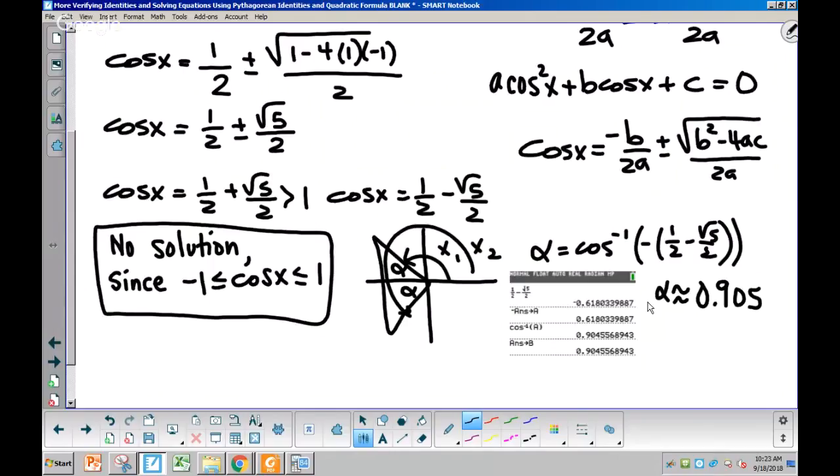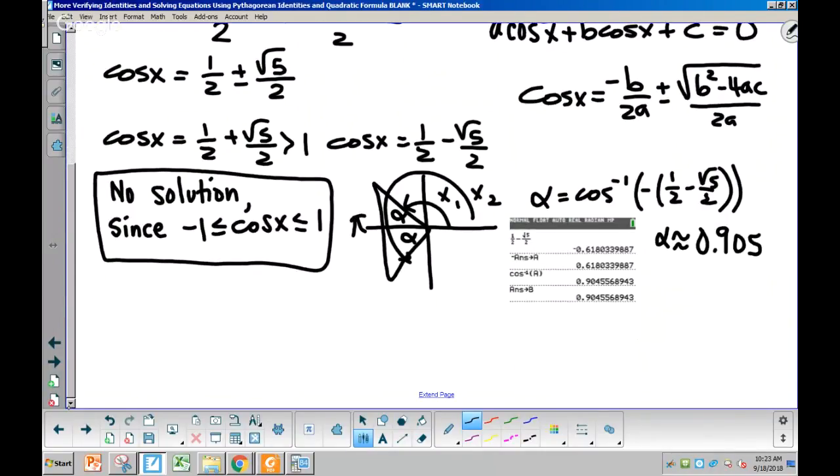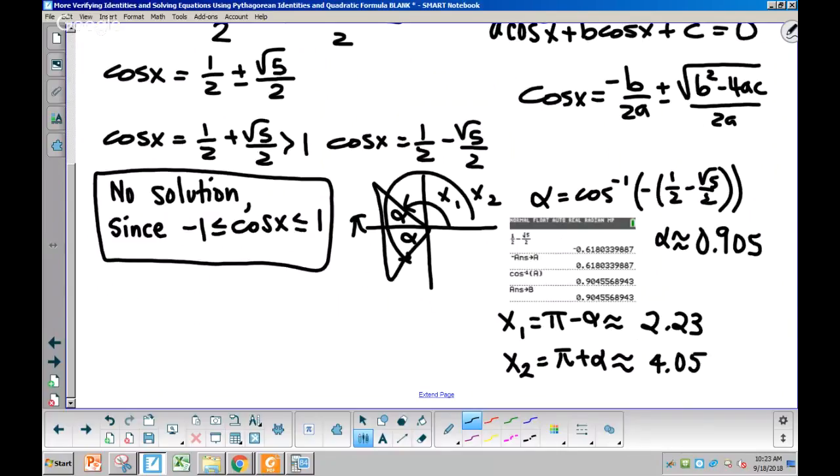Now, I don't need alpha, I need x1. So, and this is pi if I'm in radians. So x1 is going to be pi. I didn't go all the way to pi, I'm alpha short. So it'll be pi minus alpha. And x2 is going to be, I went pi and then I went alpha more. So this would be pi plus alpha. And so when we do that math, anybody come up with some numbers for me? 2.23. 2.23, 4.05. And those would be your two answers.